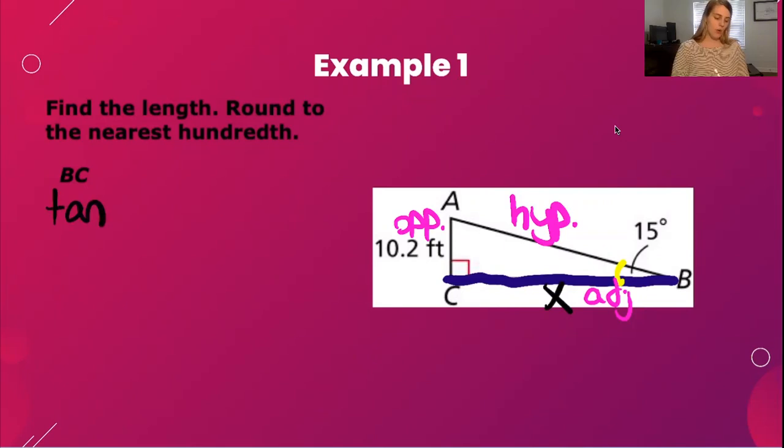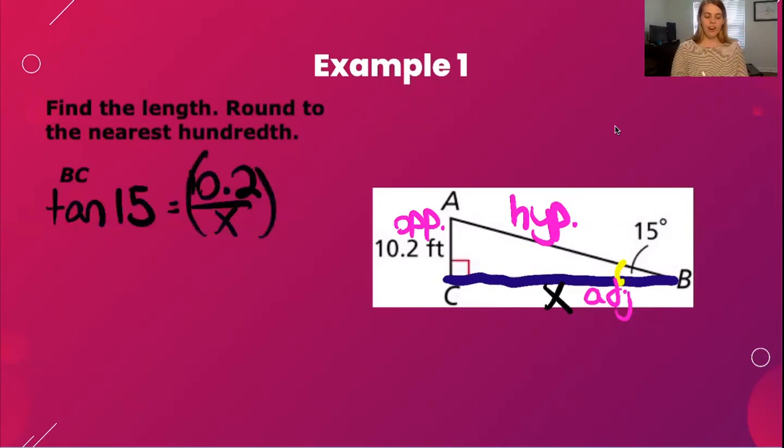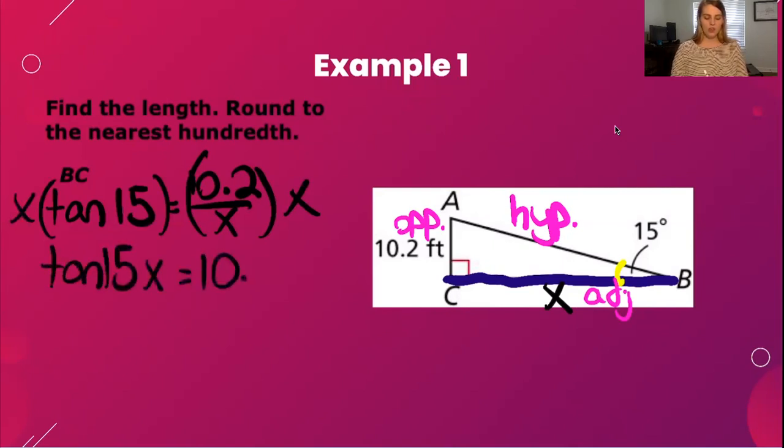So now I'll set up my equation. I have tan of 15, because it's 15 degrees, is equal to opposite over adjacent. Now I want to solve for x. How this is going to work is tan 15 is going to be one term that I keep together. I'm going to move x over. So to get rid of this fraction, I'm going to multiply both sides by x. So I end up getting tan 15 x equals 10.2.